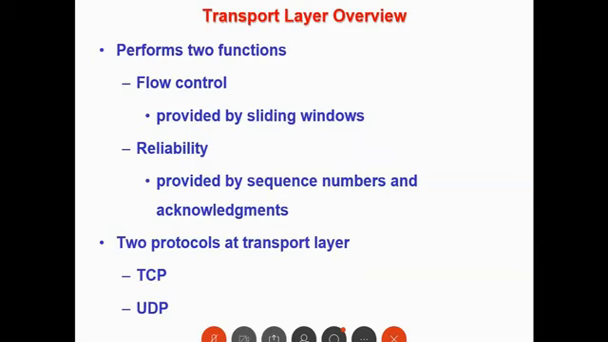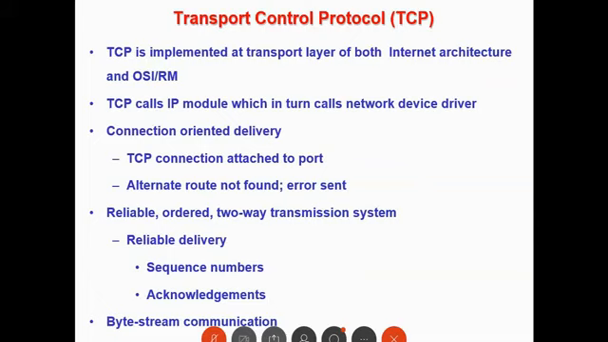There are two protocols in the transport layer, TCP and UDP, which we'll talk about in depth. The Transmission Control Protocol, TCP, is implemented at the transport layer of both the internet architecture and the OSI reference model. We have seen that TCP calls the IP module, which in turn calls the network devices. This TCP protocol is a highly reliable, two-way transmission system.